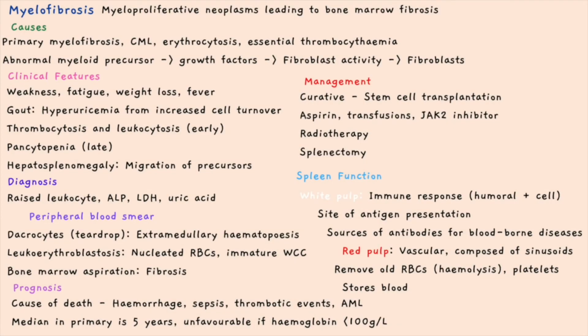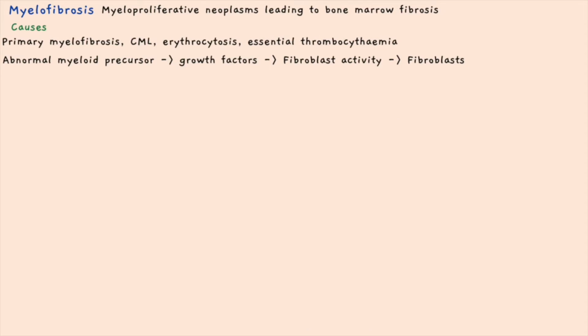This video is on myelofibrosis. Myelofibrosis is fibrosis of the bone marrow from myeloproliferative neoplasms. They can be primary myelofibrosis, so there's no clear preceding cause, or secondary myelofibrosis, such as from chronic myeloid leukemia, erythrocytosis, or increased red blood cell production, or essential thrombocythemia, so related to platelets.